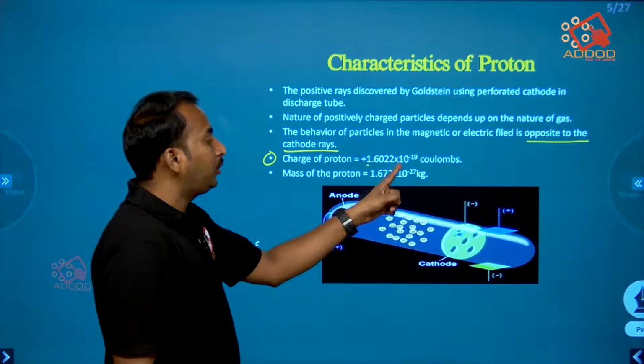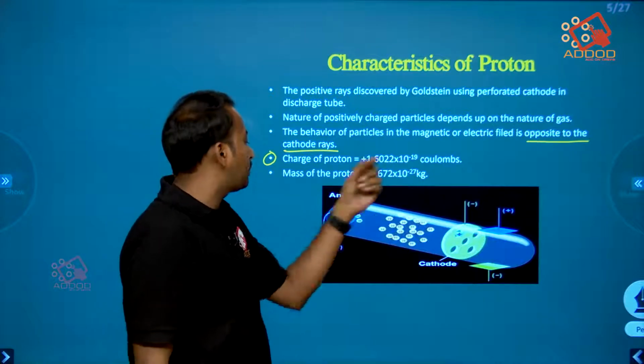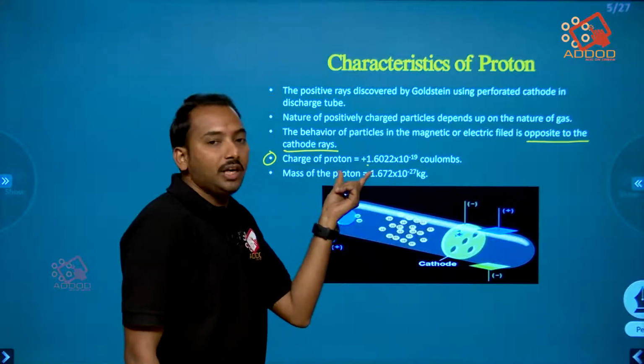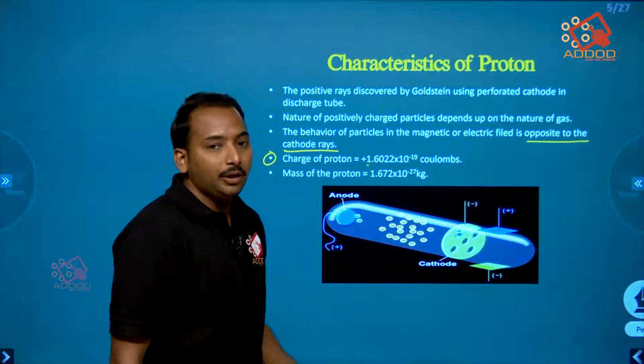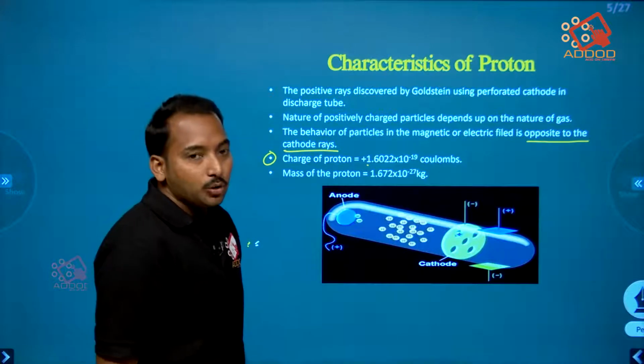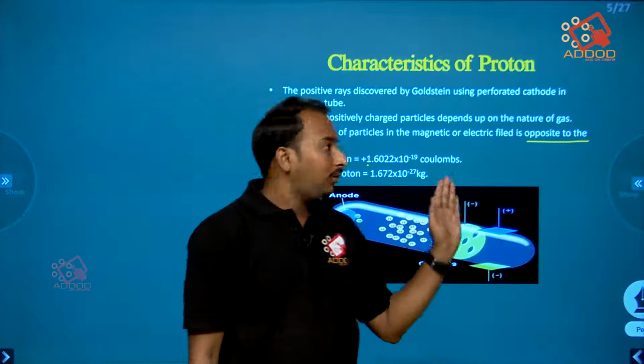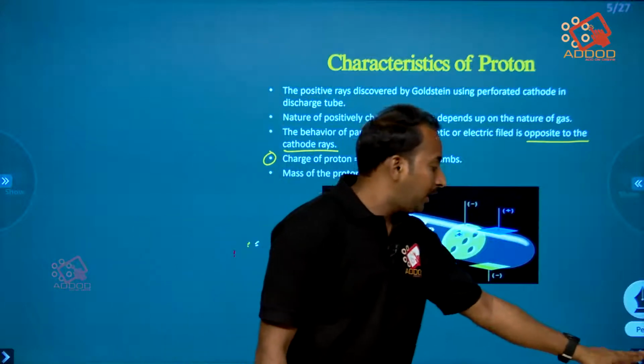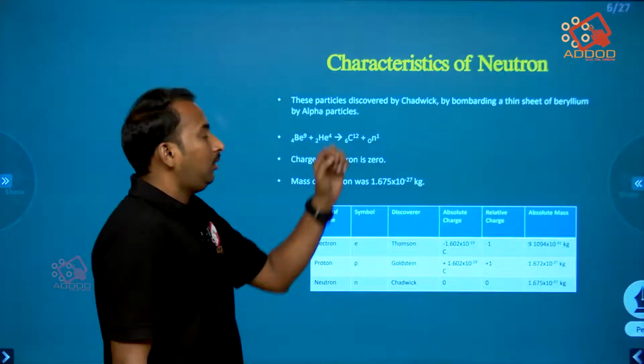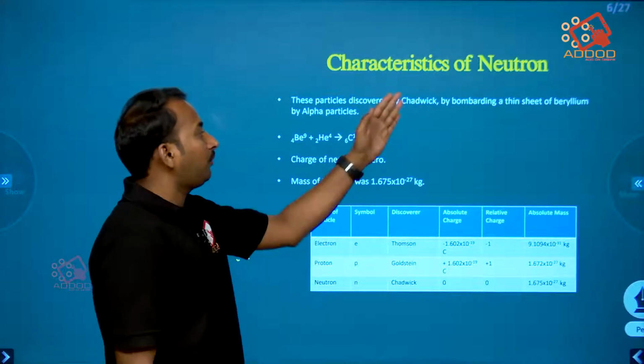1.6022 into 10 to the power of minus 19 coulombs, and the mass of the proton is equal to 1.67 into 10 to the power of minus 27 kg. So this is about the proton. The next particle is the neutron. So, characteristics of the neutron.